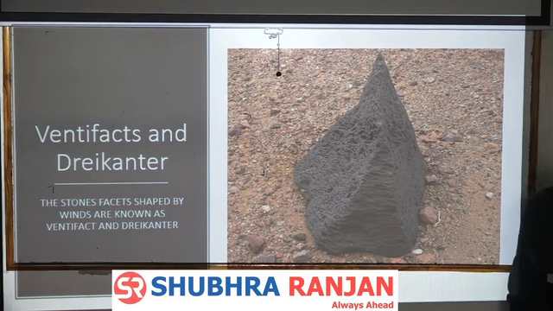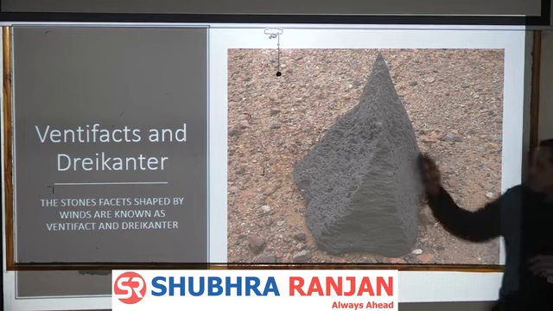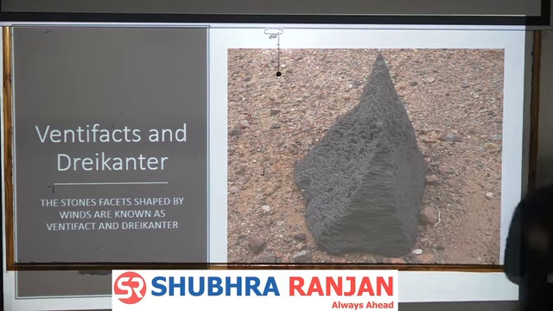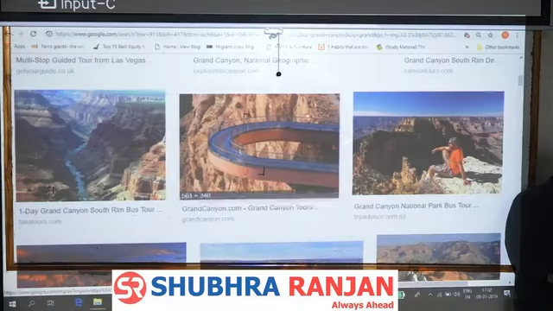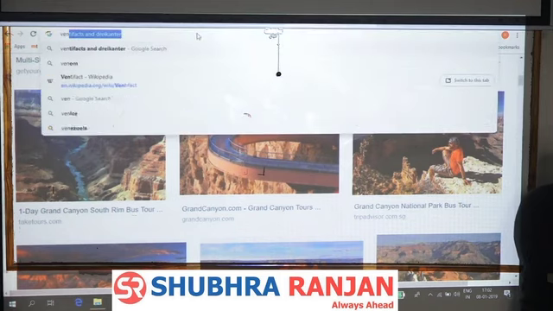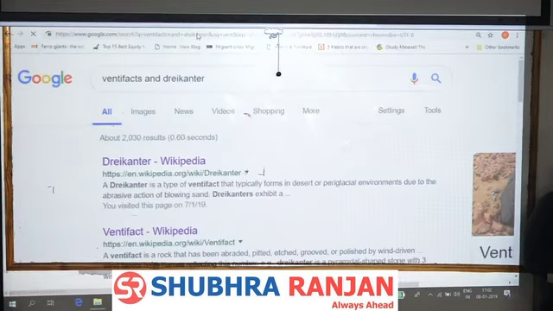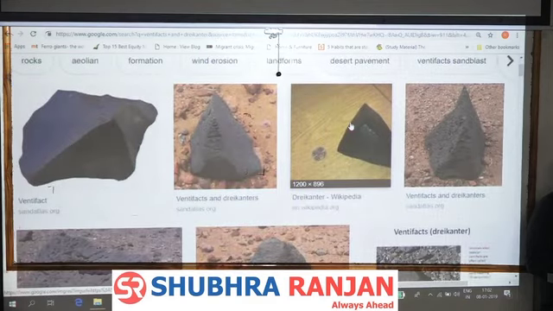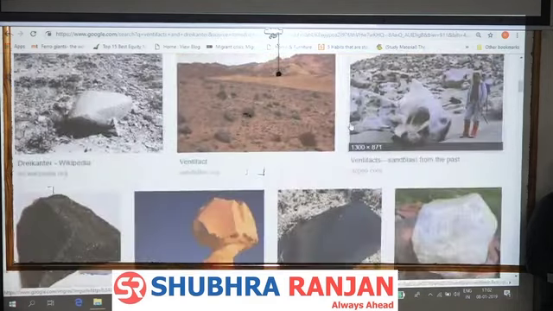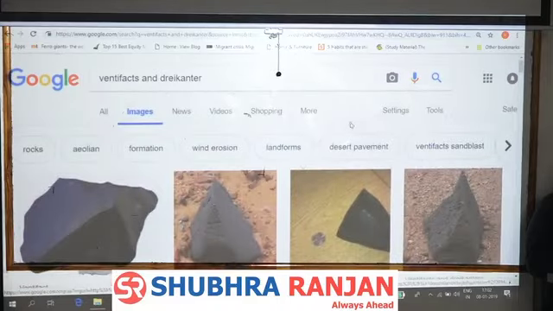This depends on which rock it is, that is, the mineral composition. You look at the shape. Shape is ventifact or dreikanter. To give you a clear idea, just remember this. These are all examples of ventifacts. But UPSC will not ask about this stone.